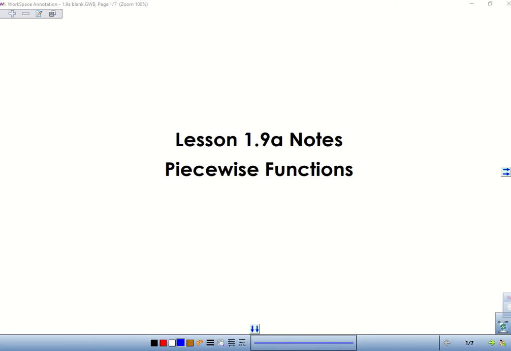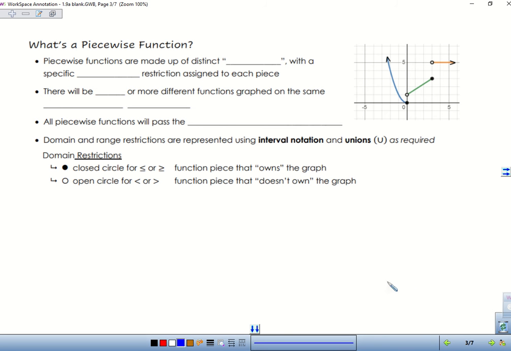Okay, so today we're going to be doing lesson 19A, which is piecewise functions. Okay, so let's talk about what a piecewise function is.